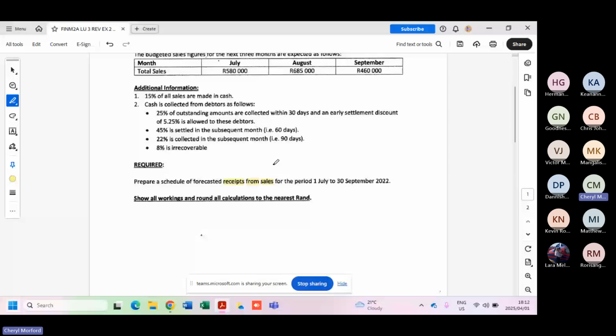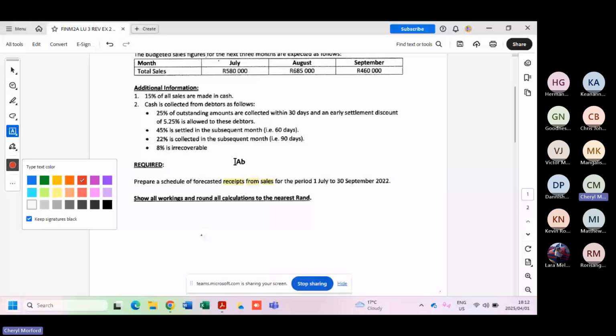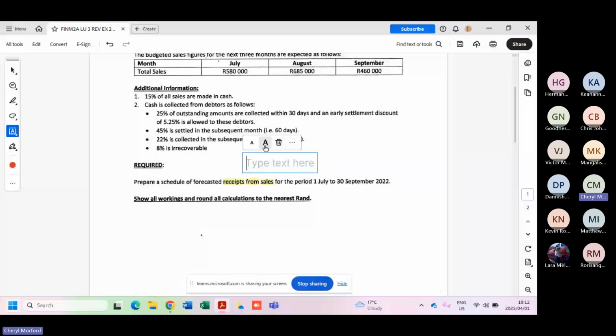Okay. So now, when it comes to sales, we need everybody to read carefully here, because sometimes you're just too hasty and you do the wrong thing. So when it comes to sales, it's all sales. So it's going to be, let's get the caps happening. Cash sales and credit. All sales, total sales. Okay. I'm going to show you how to incorporate all of it into a single table.